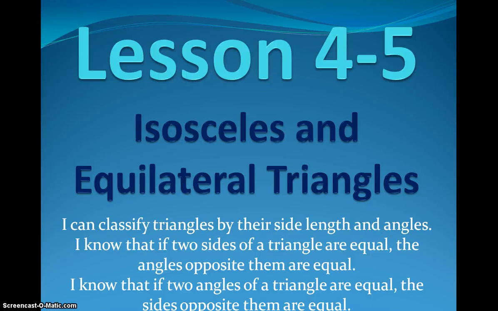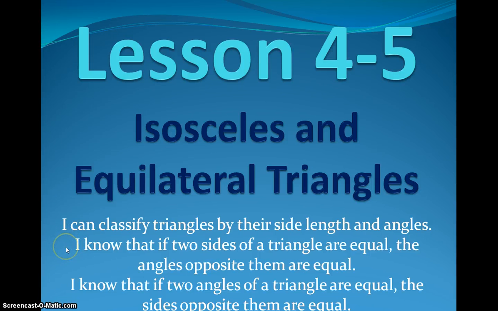This is lesson 4-5. Over the last couple of days, we've been dealing with triangle congruencies, but we're going to explore a little bit more into triangles. And with that, more specifically today, we're going to be dealing with the isosceles and the equilateral triangles. So hopefully by the end of this, you can say I can classify triangles by their side length and angles.